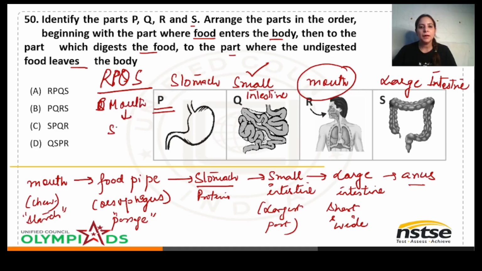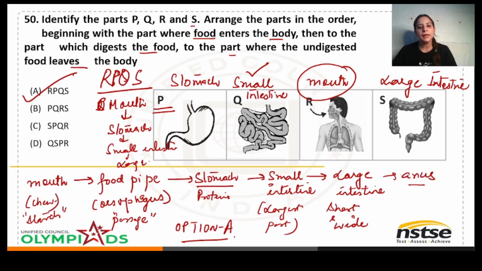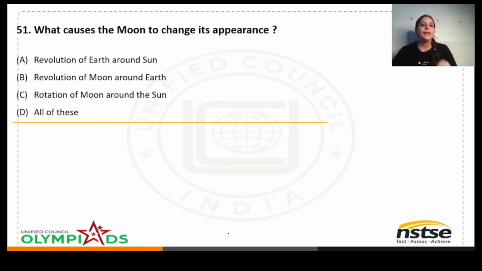Then comes stomach. Out of these organs I'm talking. Then where the digestion ends, small intestine followed by large intestine. So the correct answer is RPQS. So which one is the correct answer? Option A. Okay, next question.